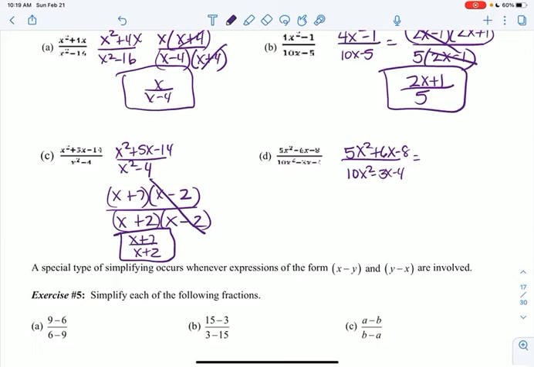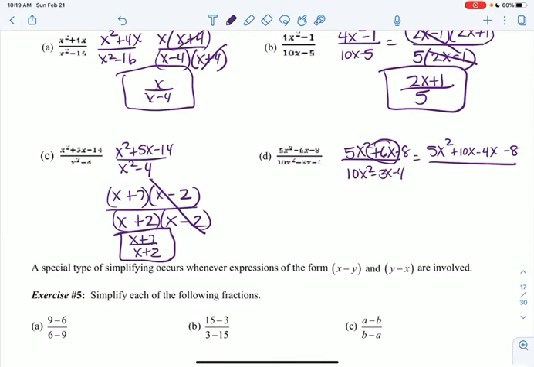5 times 8 is 40. And I'm looking for factors of 40 that will give me a 6 in the middle. So that would be a positive 10x and a negative 4x. So again, I'm just changing this 6x right here, and I'm making it positive 10x and negative 4x.